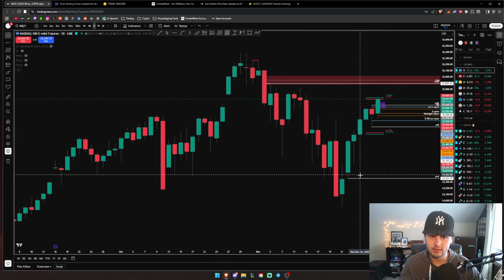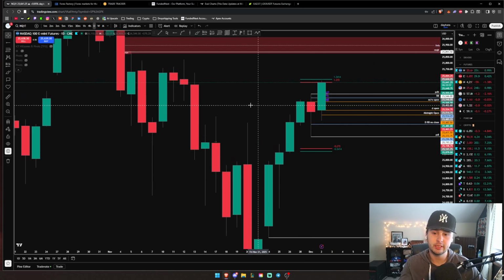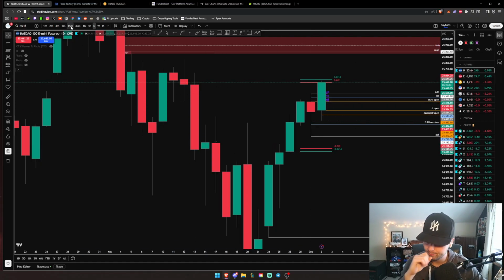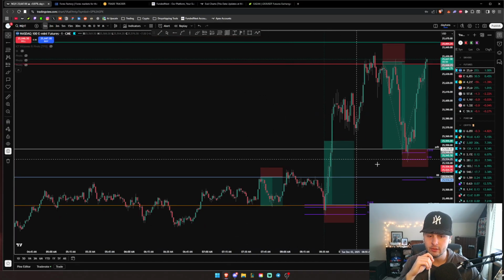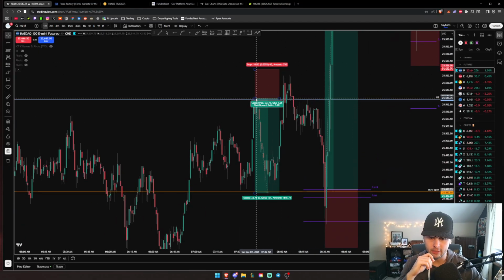But if we go on the daily time frame, you'll see yesterday right here we closed bearishly, reacting off of this gap here and sweeping the previous day high. So if you take the midpoint of that wick, then you come down here into the 1 minute time frame, you can see we reacted off of that very perfectly.